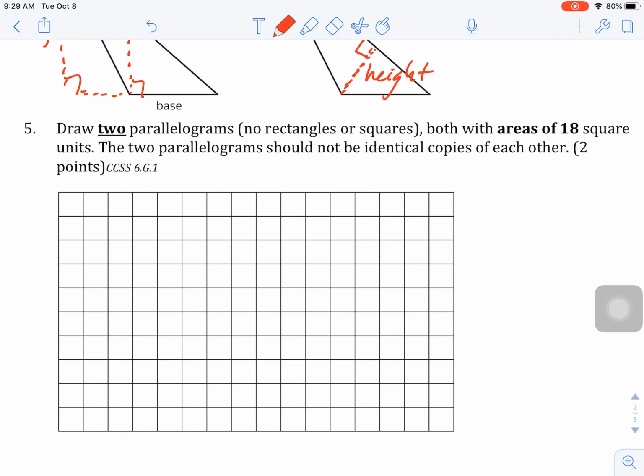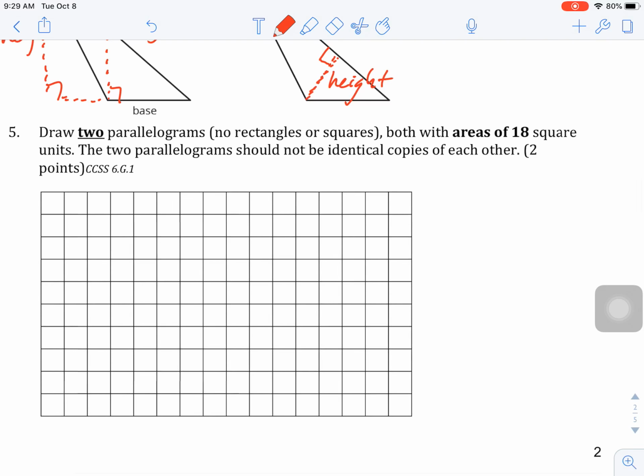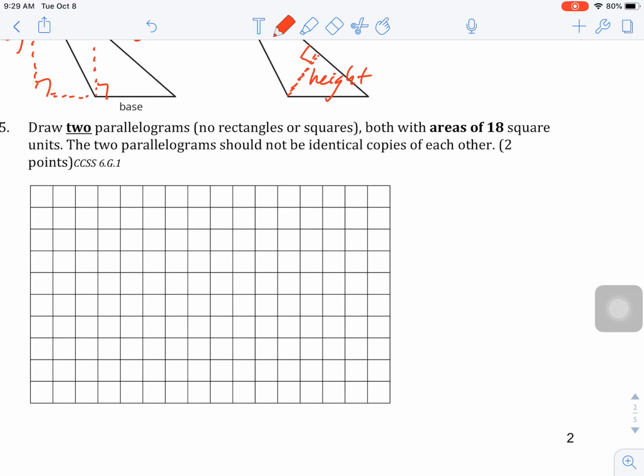Okay, number 5. So you needed to draw 2 parallelograms, no rectangles or squares, both with an area of 18 square units. So I would think you would have done either a 9 by 2, because that equals 18, or a 6 by 3, because that's 18. I mean, you could have also done an 18 by 1.